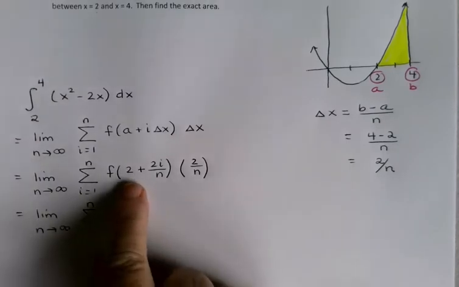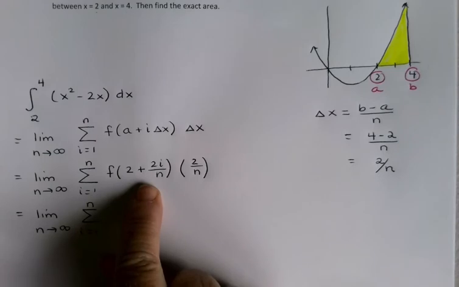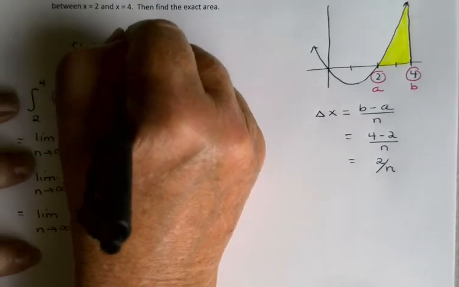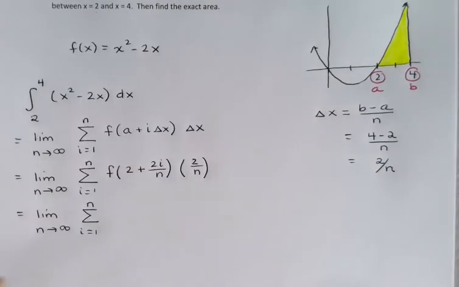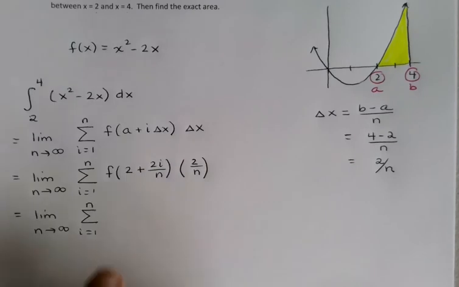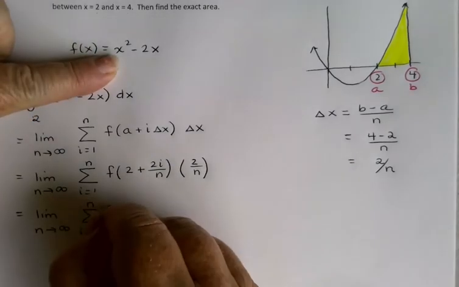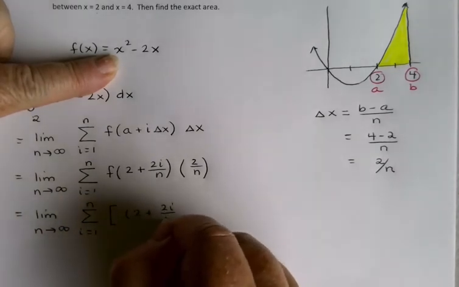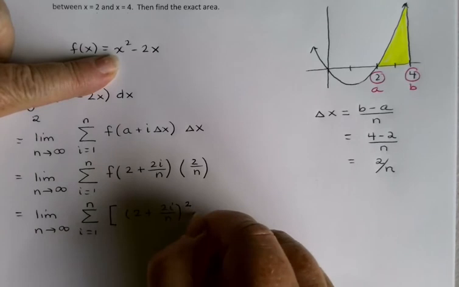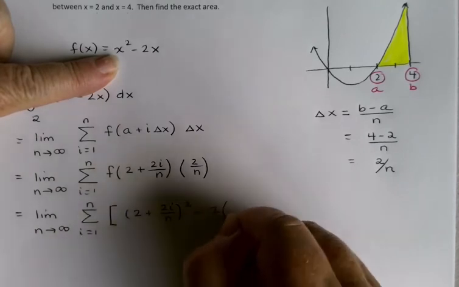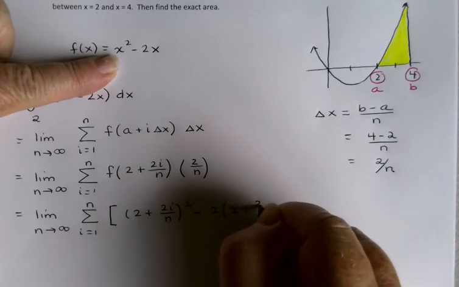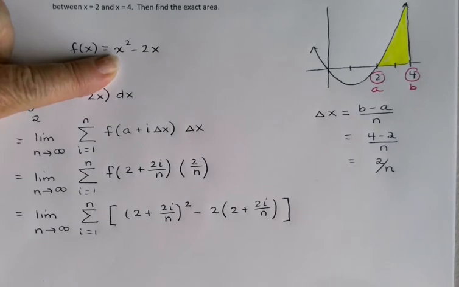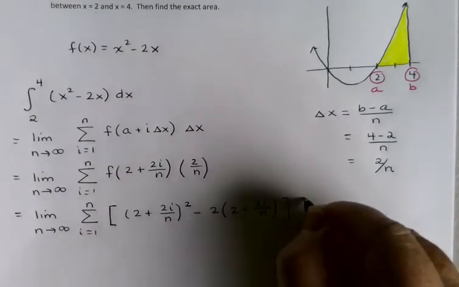All right, so I have to plug 2 plus 2i over n into my original function. I'll just remind us right here, f of x was x squared minus 2x. So plugging this in is going to be a little bit of a mess this time, but we'll get through it. We'd have 2 plus 2i over n squared, subtract 2 times 2 plus 2i over n. Sorry about all the 2's. And then that gets multiplied by 2 over n.